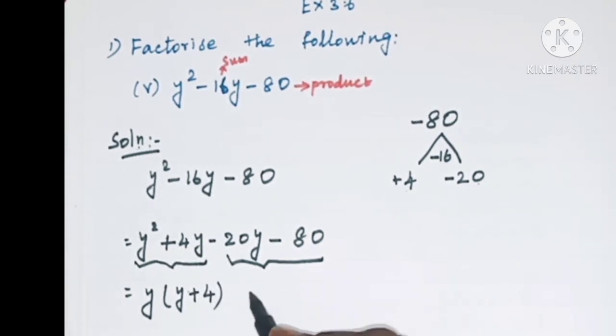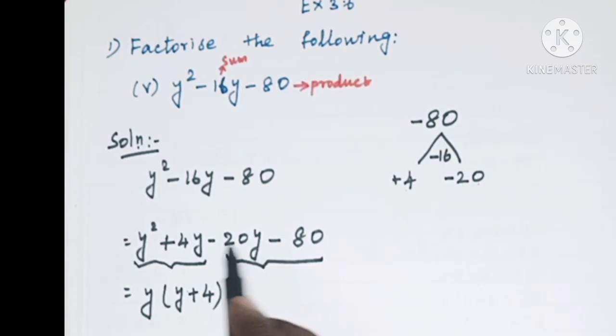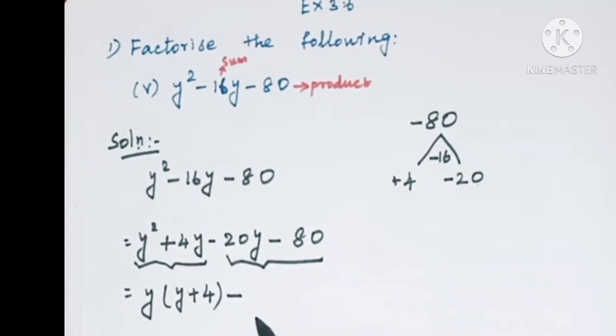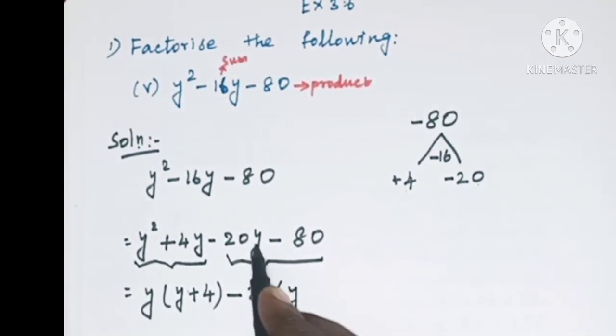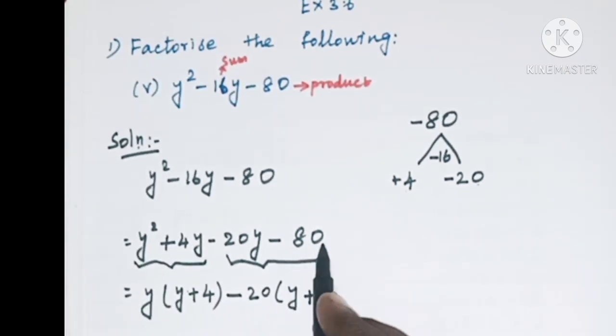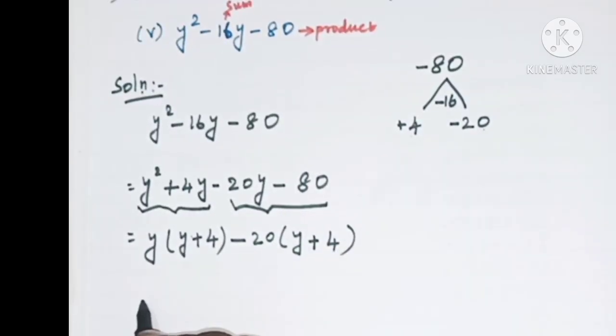Write that 4 here. So from these two terms, minus negative symbol is common in both the terms. So take that negative symbol outside, and 20 also can be taken outside. Now minus 20 into y is minus 20y. Here we should put the positive because minus into minus plus. 80 can be written as 20 into 4. So 20 into 4, minus 20 into 4 is minus 80.